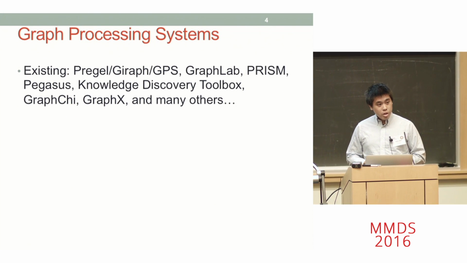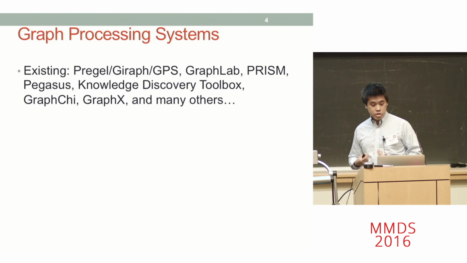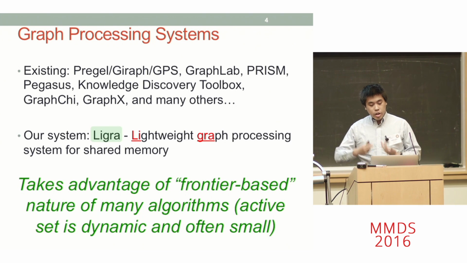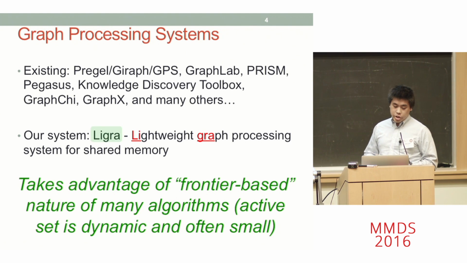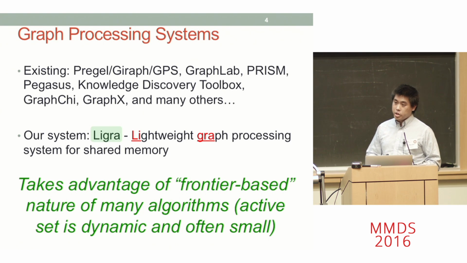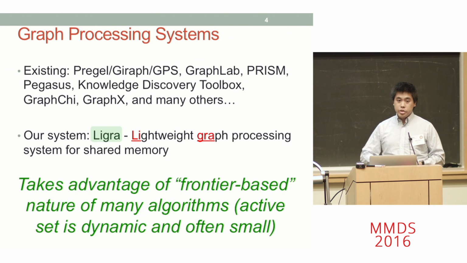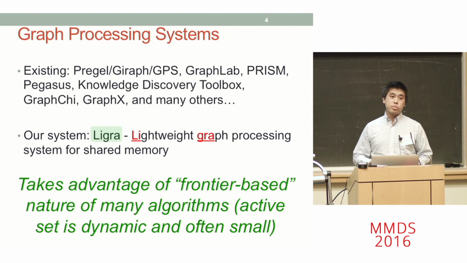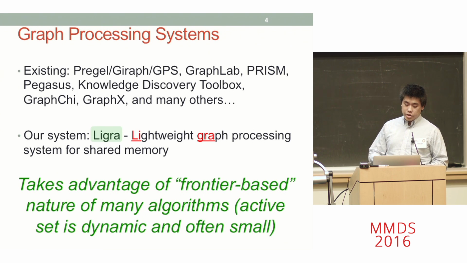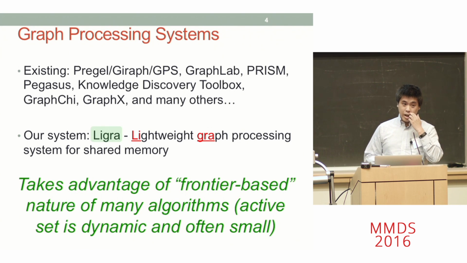So of course, there are many other graph processing systems out there, so I've listed just a couple of them here. I can't list all of them because they won't fit on this slide. There's like a new one that comes out every week now. But at a high level, our system, Ligra, differs from these existing systems in that Ligra takes advantage of the frontier-based nature of many graph traversal algorithms, where the active set of vertices and edges is dynamically changing throughout the course of the execution, and it's often very small compared to the size of the entire graph. And most of these existing systems would not take advantage of this. They would actually process the entire graph even if only a small number of vertices and edges are active.